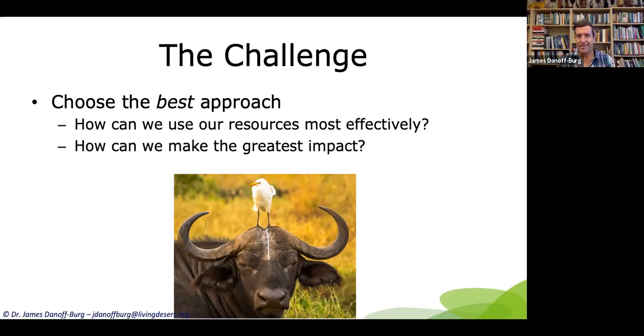If we only have so many staff members, we have only so much time. So we need to think about how we use our resources, our time, our gas, our petrol in our cars to get to places. So we need to be able to think about how we use our resources most effectively and how we can have the greatest impact. Right? I like to say we'd like to be like this cattle egret here that's on the buffalo head. He's making a very large impact with his resources.